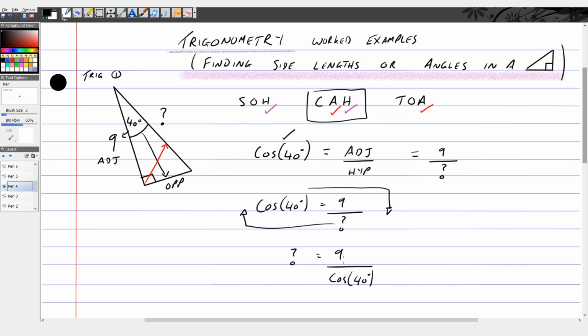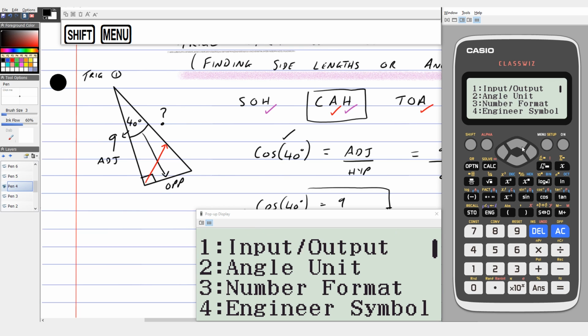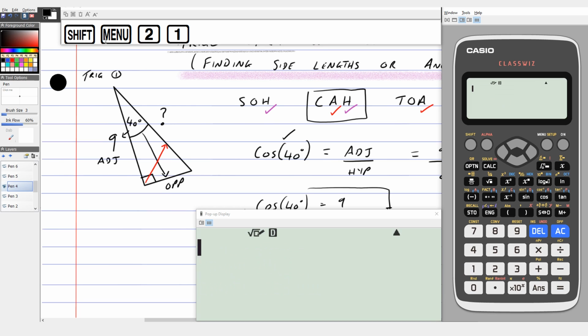So let's do this. 9 divided by the cosine of 40 degrees. So our calculator, to figure out, like my calculator is in degrees mode, but if it wasn't, on this calculator I do shift setup and then number 2 for angle input or angle unit, and I want it in degrees, so I press 1. So I press shift menu 2 and 1, and on this calculator that gives me degrees.